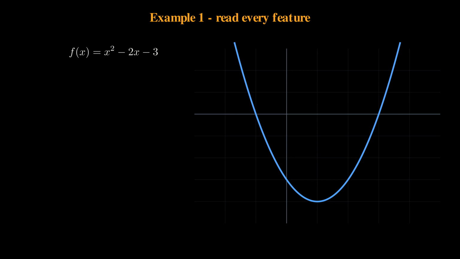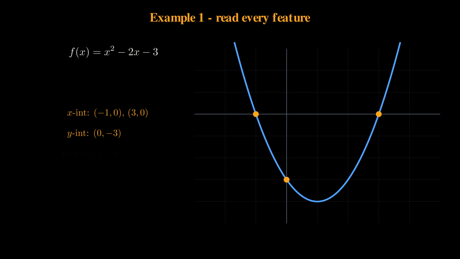The x-intercepts. It factors as x minus 3 times x plus 1. So it's 0 at x equals 3, and x equals minus 1. The points (-1, 0) and (3, 0). The y-intercept. Set x to 0, and you read -3, straight off the constant. The point (0, -3). The turning point.